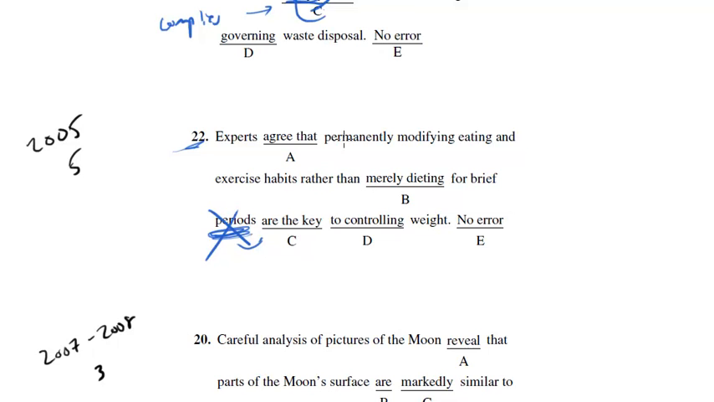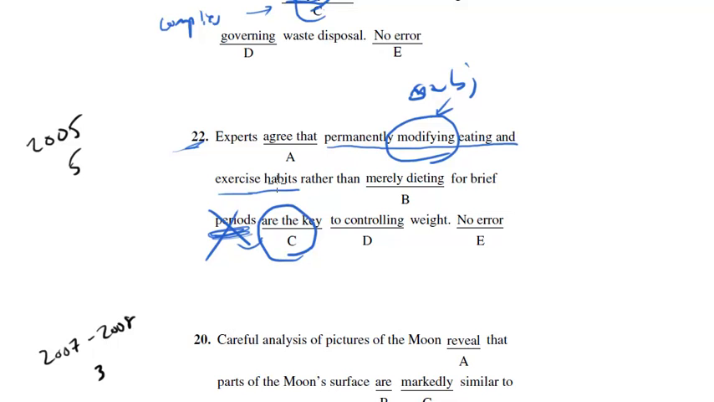What is the subject? The subject here, a little bit tough to see, is permanently modifying eating and exercise habits. So really the simple subject is modifying. It is a gerund, a verb acting as a noun, a verbal. And here's a subject, right? We can eliminate all the other stuff and say experts agree that modifying habits is the key. If you get rid of all the extra stuff, you'll see that it's got to be is, not are. So the answer here is C because, again, subject-verb disagreement.